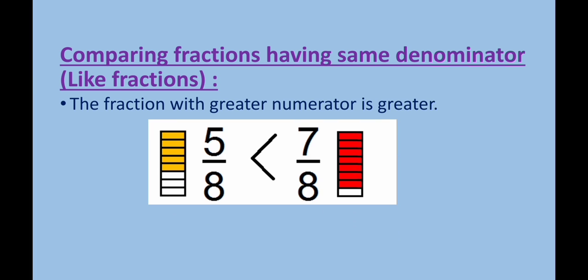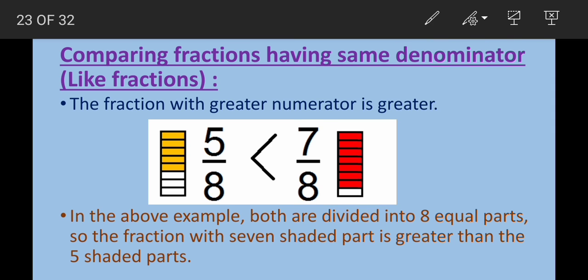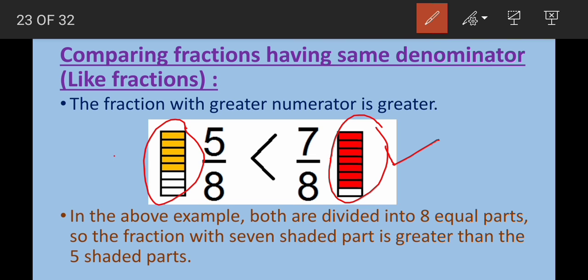Here is an example: 5 by 8 is compared to 7 by 8. In this example, both are divided into 8 equal parts. So the fraction with 7 shaded parts, that is the second fraction, is greater than the one with 5 shaded parts. You can simply say that by looking at the two fractions, the one that contains 7 parts is greater than 5 parts.